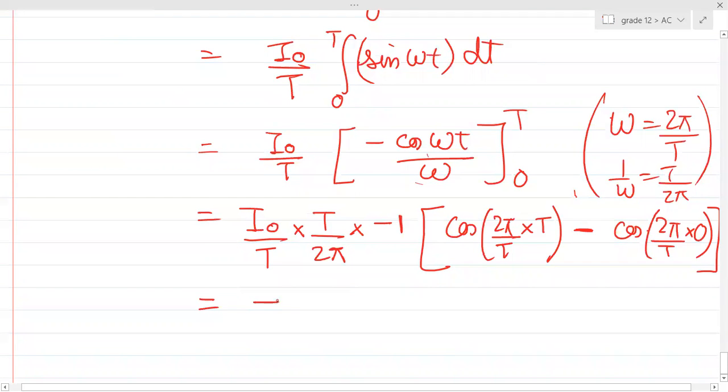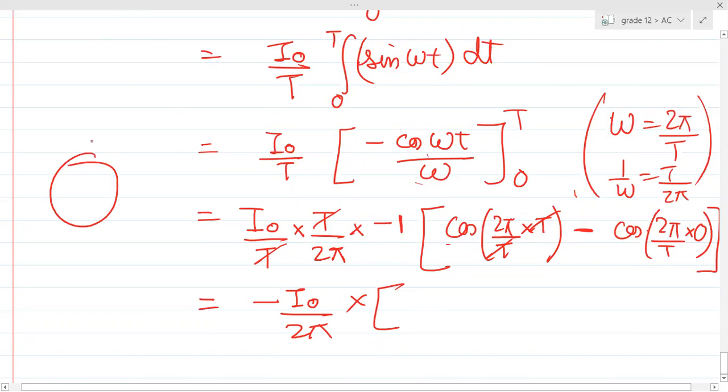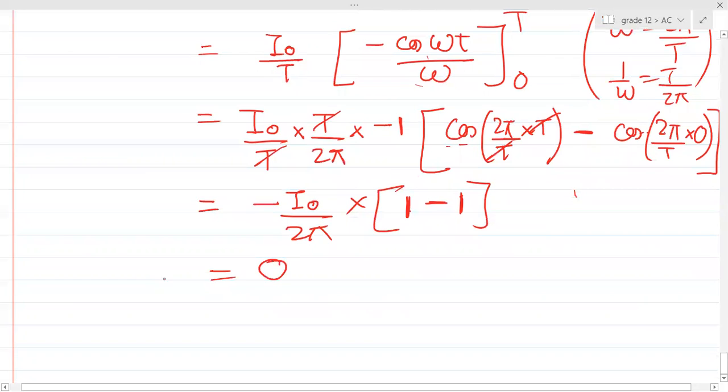Yeah. So this will be minus of I naught upon 2 pi into this t, and this t will get cancelled out. What is cos of 2 pi? Cos 180. Oh, sorry, cos 360. Cos 360 is, what is cos 0? Cos 0 is 1, right? So can you see cos 360 will also be 1, and cos 0 will also be 1. So minus of I naught into 2 pi, 1 minus 1, which is basically 0. So the whole thing becomes 0.